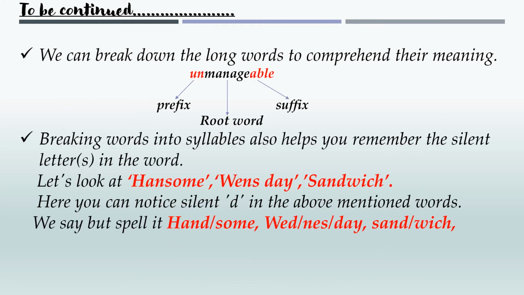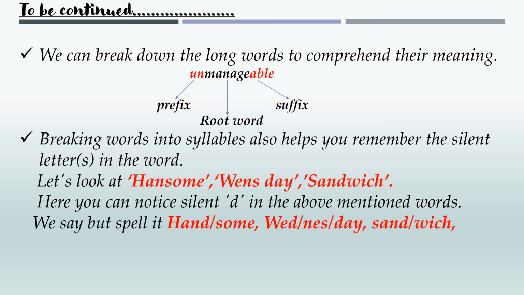Another reason to use affixes, we can break down long words to comprehend their meaning. Here you can see the example: unmanageable. Un is the prefix, manage is the root word, and able is the suffix. So if we break down the word, we can comprehend its meaning very easily.